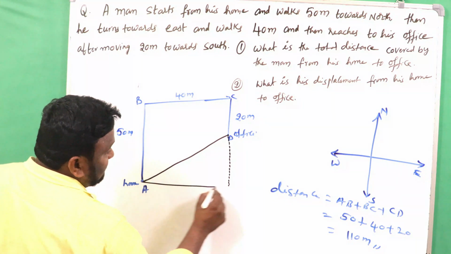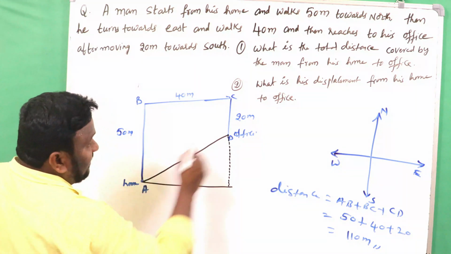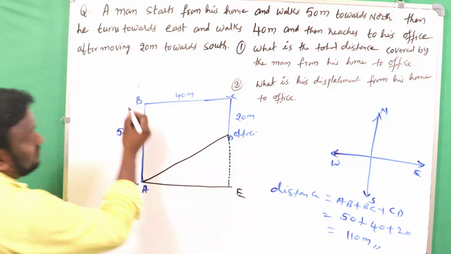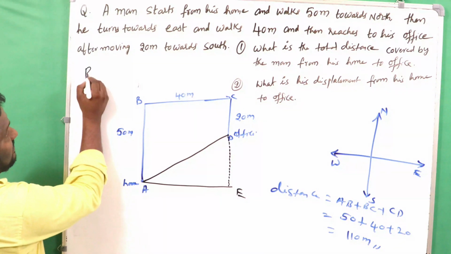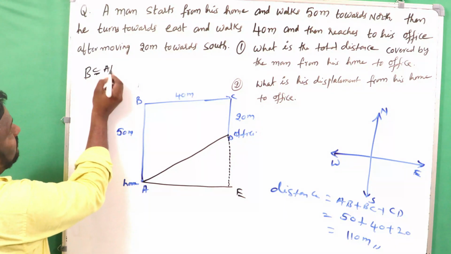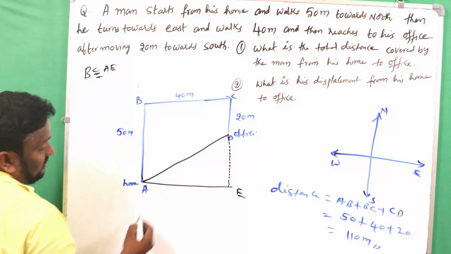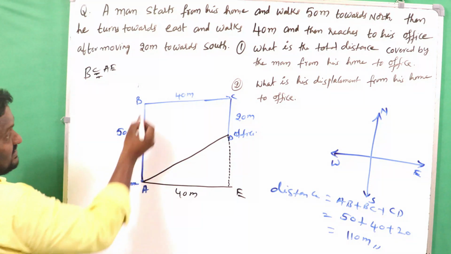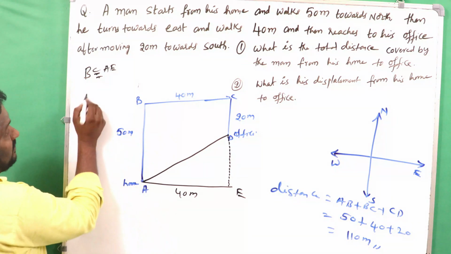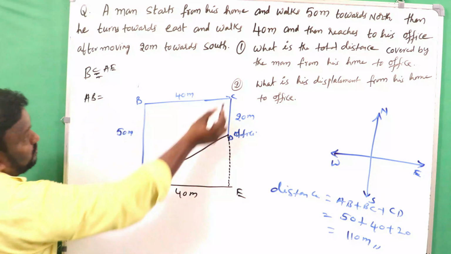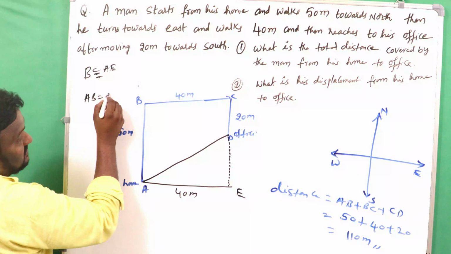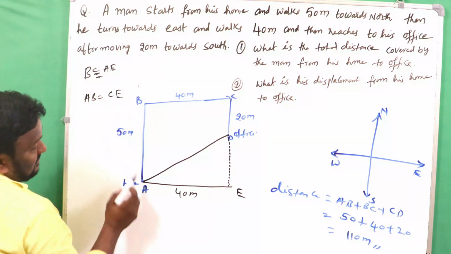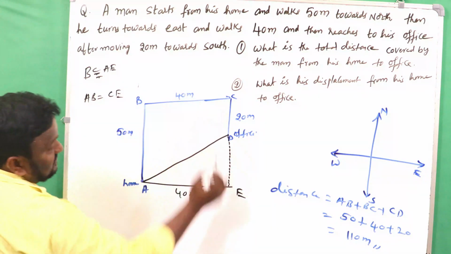And this should be like this. Here I am saying AD, C something, whatever maybe. From this figure, what you have to say? BC is equal to AE. That is 40 meters. And this is the 50. Already from the figure, AB is equal to DE. AB is equal to C.